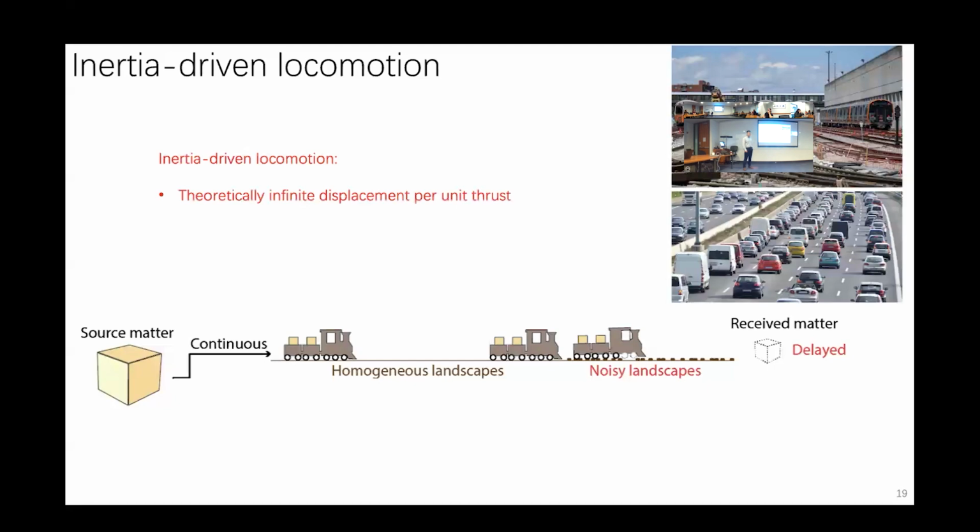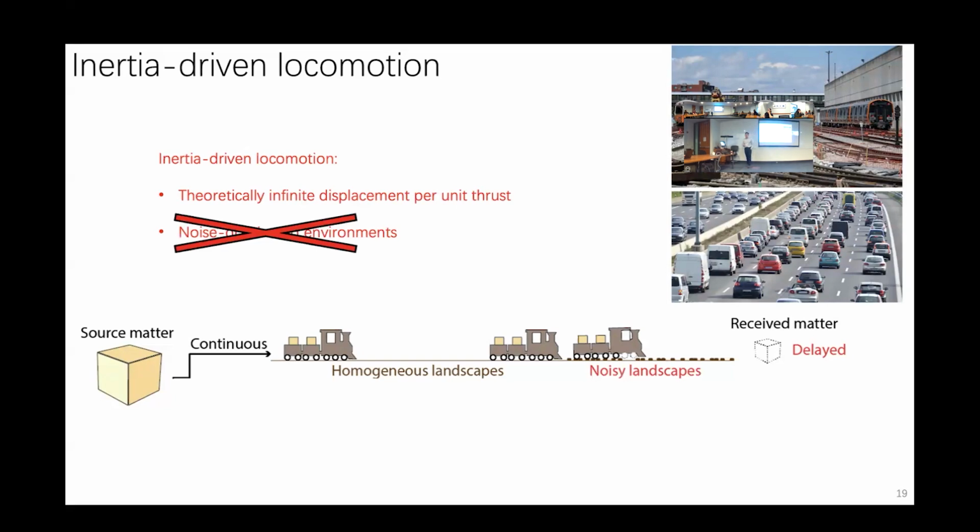First, theoretically, there can be infinite displacement per unit force because it's inertia. It's efficient. However, such efficiency relies heavily on the homogeneity of the landscapes. Any perturbation would cause substantial delay. So therefore, we cannot have inertia-driven locomotion in noise-dominated environments.